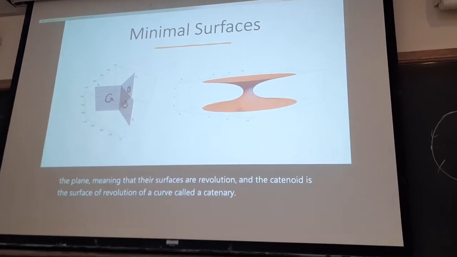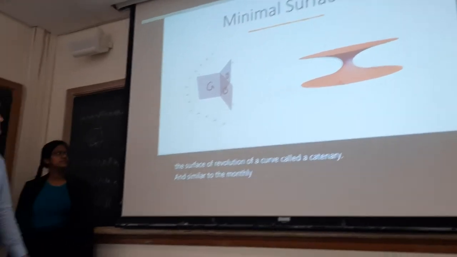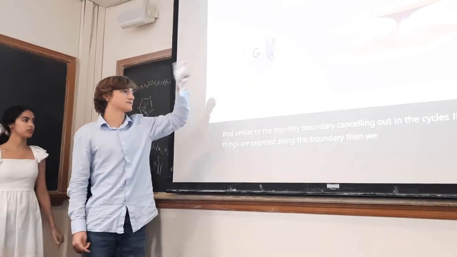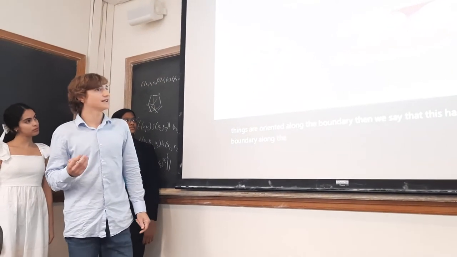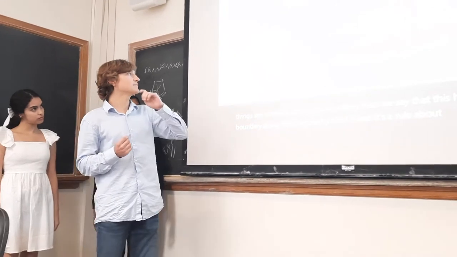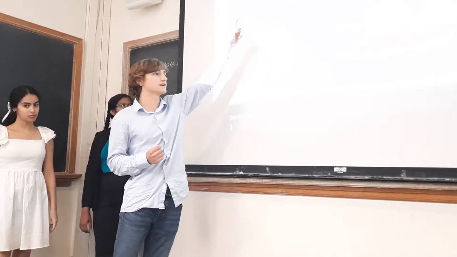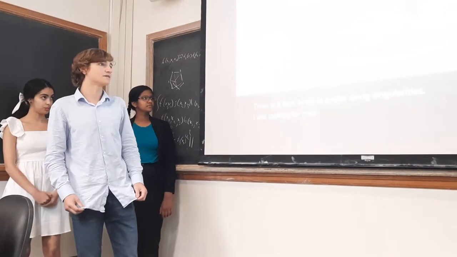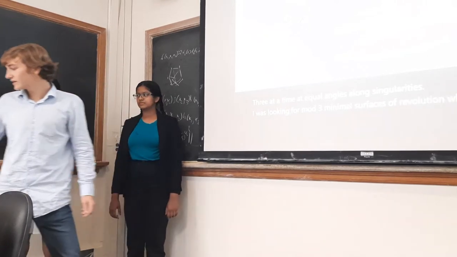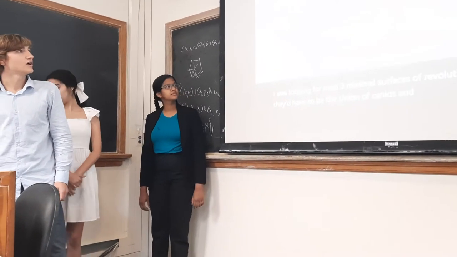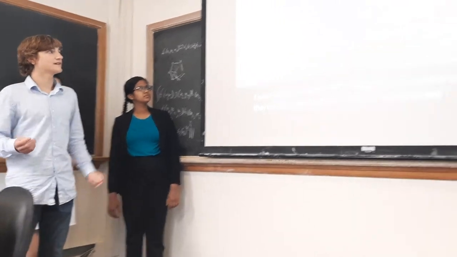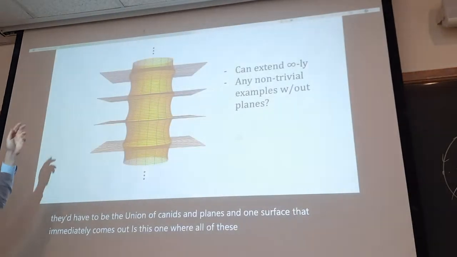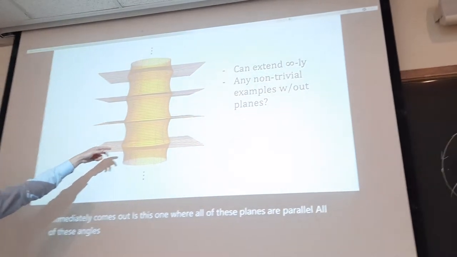And similar to the mod 3 boundary canceling out in the cycles, if three things are oriented along a boundary, then we say that this has zero boundary along the singularity, mod 3. And it's a rule about minimal surfaces that they can only meet three at a time at equal angles along singularities. I was looking for mod 3 minimal surfaces of revolution, which would mean they'd have to be the union of catenoids and planes. And one surface that immediately comes out is this one, where all of these planes are parallel, all of these angles are equal at 120 degrees.